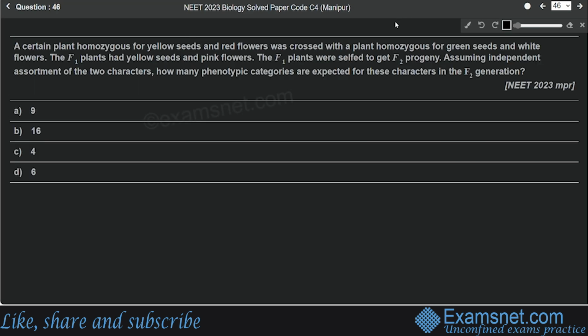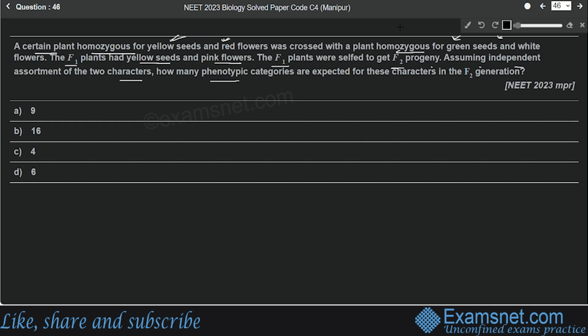Question number 46 is from the chapter Principles of Inheritance and Variation, and the question is, a certain plant homozygous for yellow seeds and red flowers was crossed with a plant homozygous for green seeds and white flowers. The F1 plants had yellow seeds and pink flowers. The F1 plants were selfed to get F2 progeny. Assuming independent assortment of the two characters, how many phenotypic categories are expected for these characters in the F2 generation?